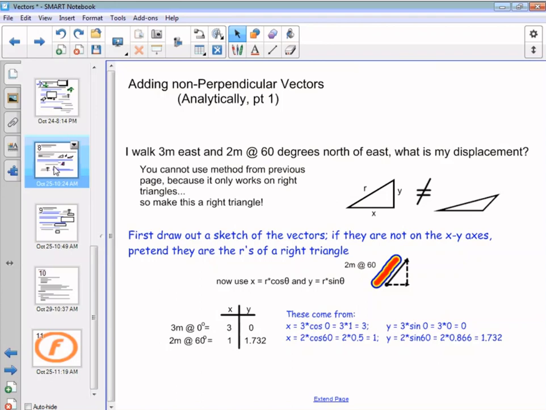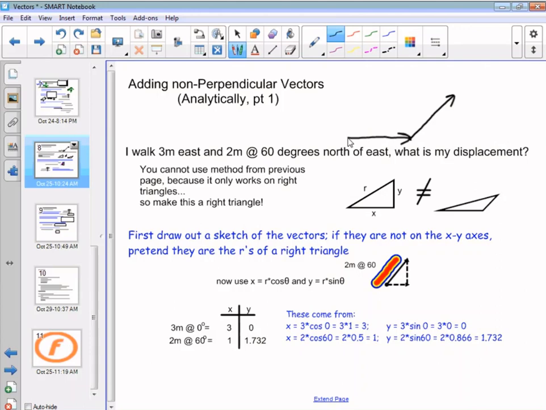So if I walk 3 meters east and then 2 meters at 60 degrees, what's my displacement? You say, oh, that's fine. Let's see. 3 squared plus 2 squared and then take the square root, right? Can you do that? No, that's not a right triangle, so you cannot do that. Well, what I would do first is draw out what it looks like, just to see, oh, that's not a right angle. And the 2 is not quite the right size, so we'll stretch that out a bit. And then my resultant is going to be up like this. Definitely not a right triangle.